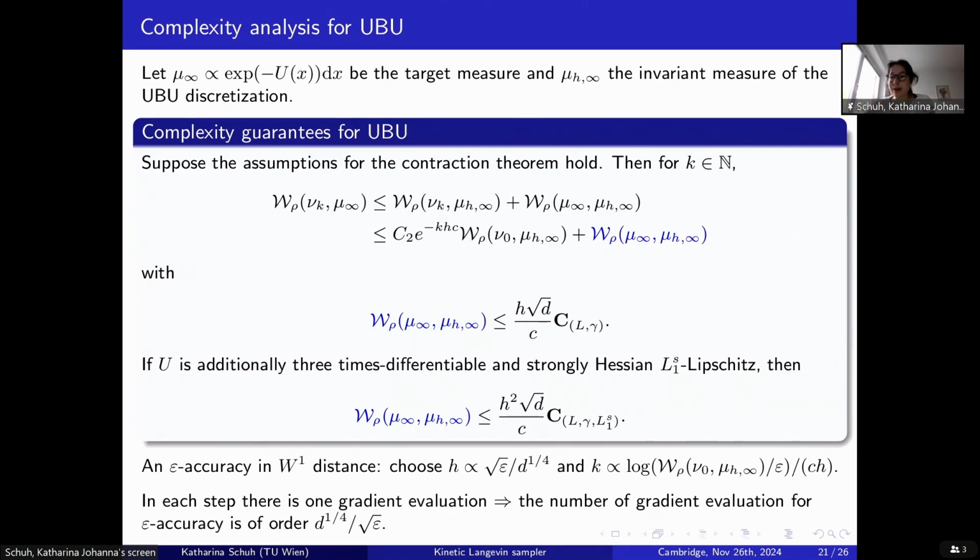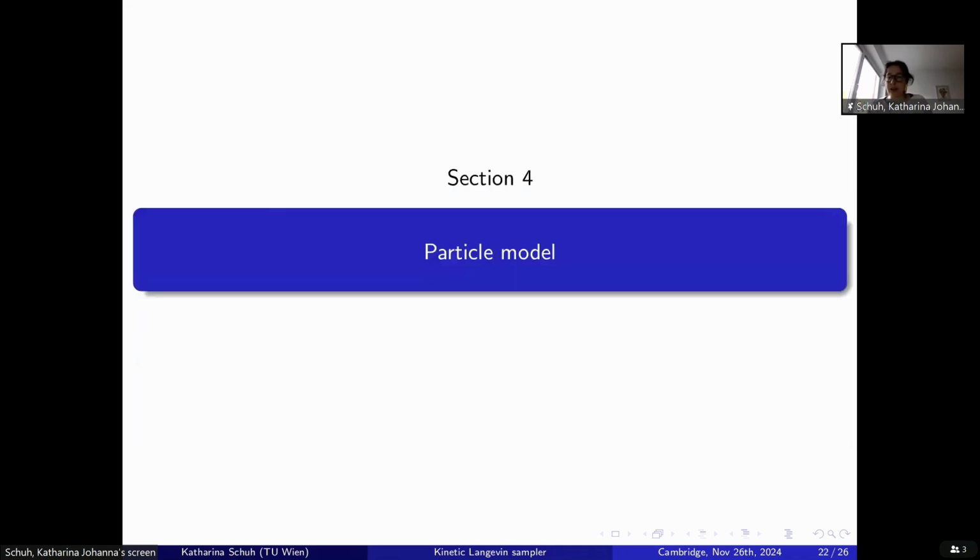Okay, so here with this, we have now some guarantees of how long we need to run our dynamics, both the Euler scheme and the UBU scheme, to get up to a certain epsilon accuracy. What I want to show you next is I want to look at two specific target measures. In particular, I will here look now at the particle model.